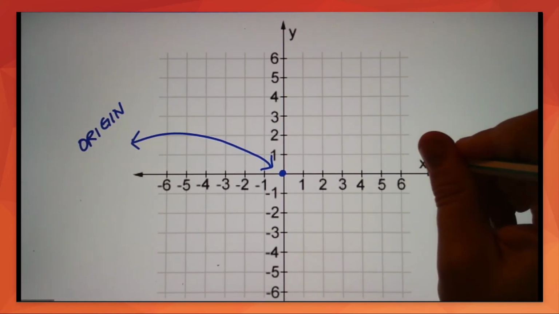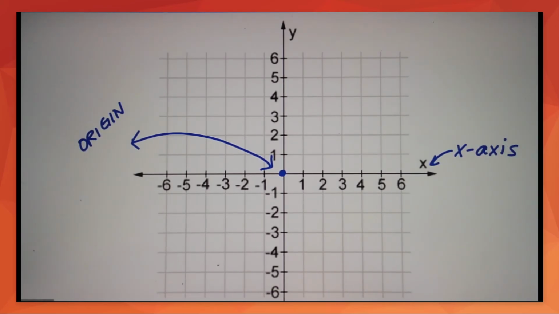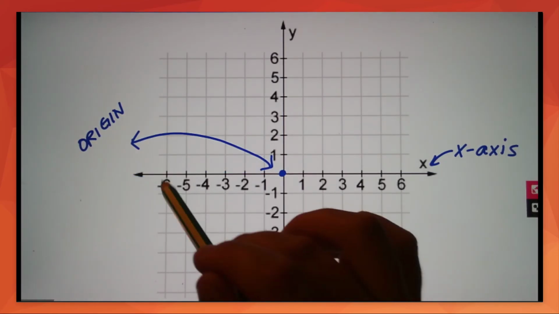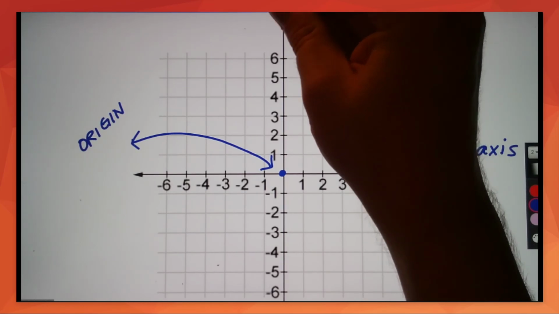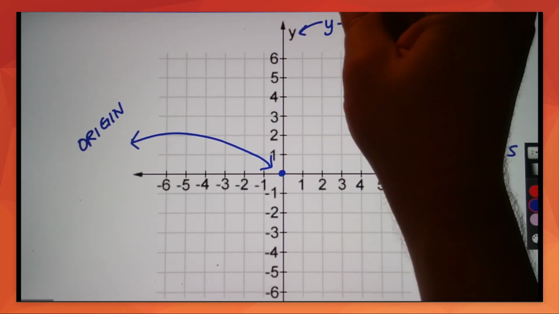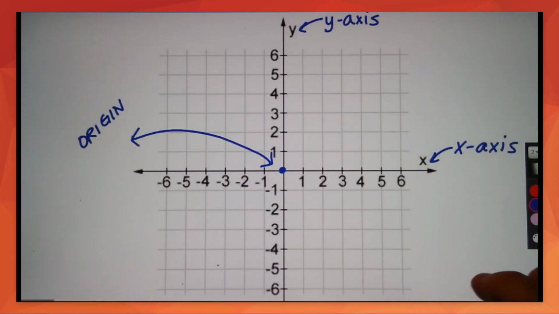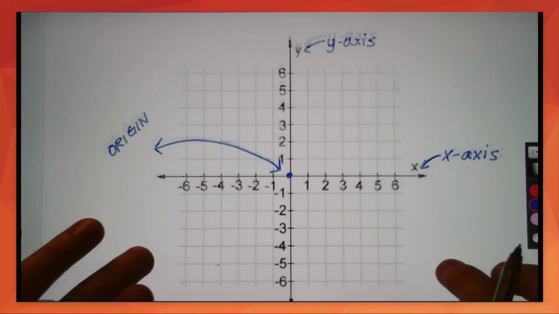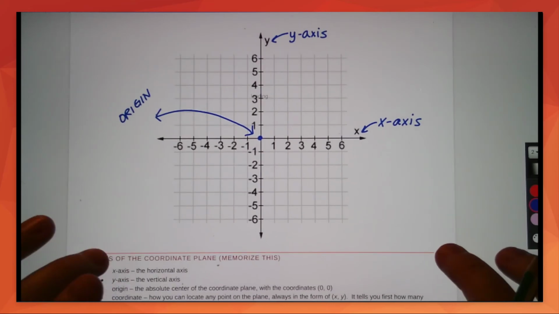And then you have the x-axis. The axis literally just means the line that goes across this way. You also have the y-axis, which is the vertical axis of this graph. And then you also have coordinates. We'll talk about what that means in a second. Let me unzoom this a little so you can see the definitions as well.